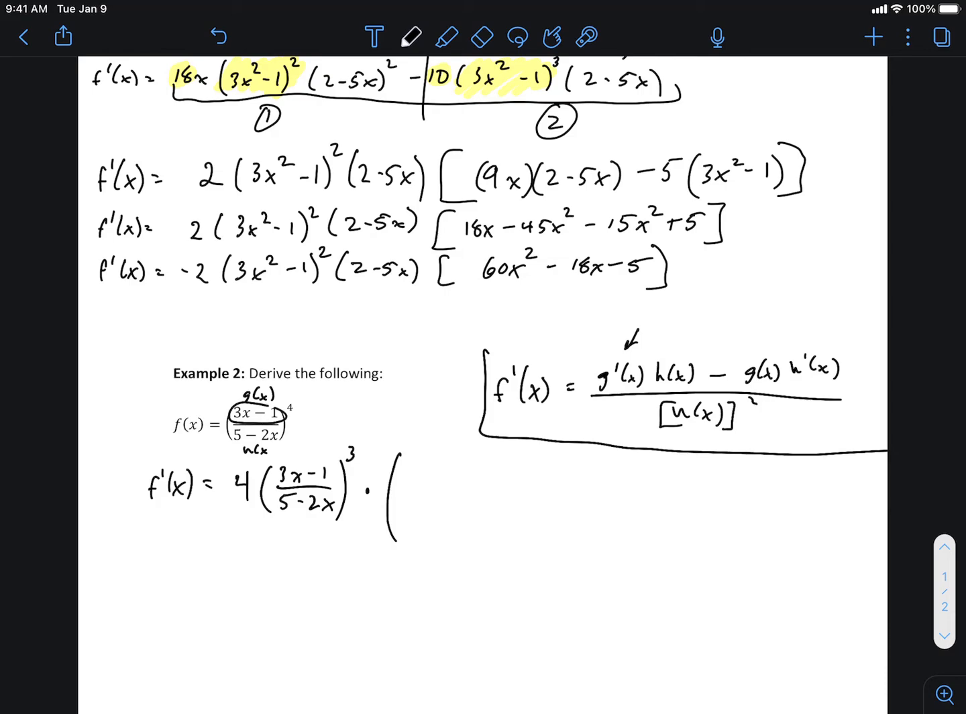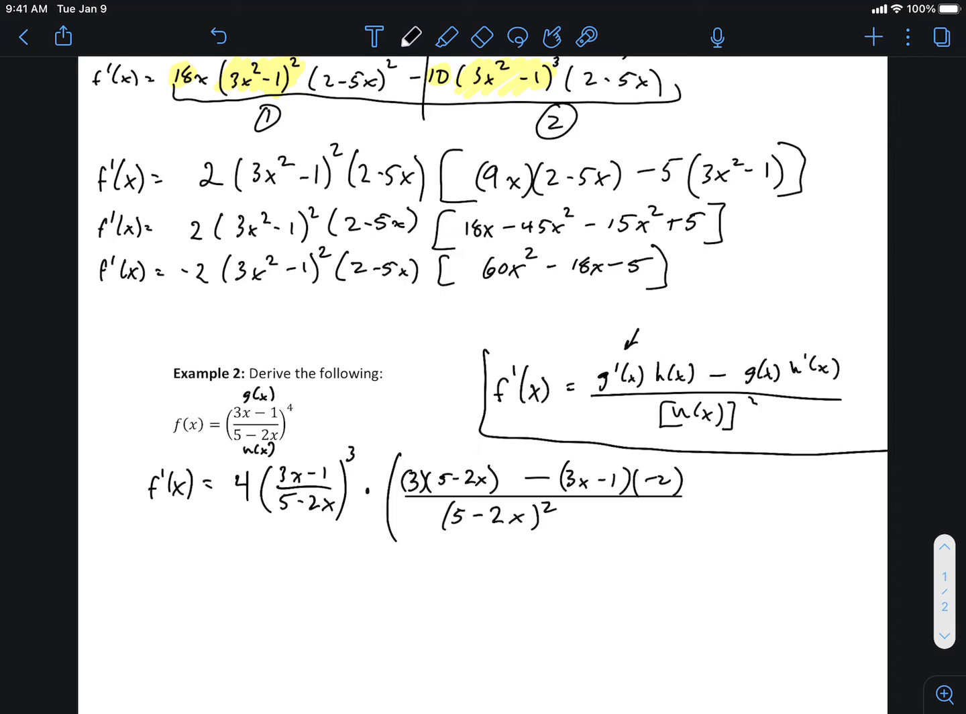So I'm going to derive the top, g of x. That's going to be 3, right? And that has to be multiplied against the original h of x function, 5 minus 2x. And then I have to subtract the original g of x function, and then multiply that against h prime of x. Well, the derivative of h of x is going to be negative 2. All that needs to be divided by (5 minus 2x) squared, the original denominator.